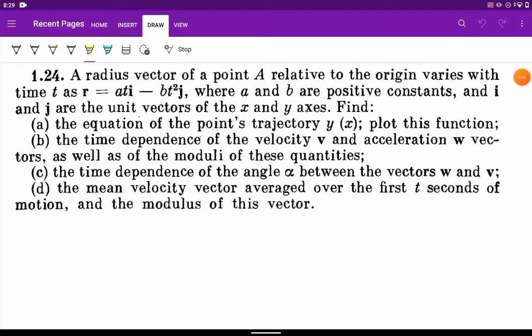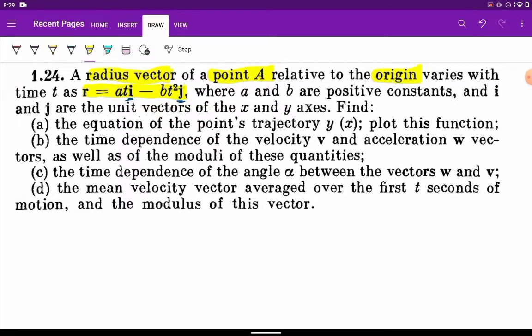Okay, so this problem is about a point whose radius vector, or the vector joining the origin to the particle's location at any given time, is given in terms of i and j. So let's read it from the start. The radius vector of a point A relative to the origin varies with time as r = at i cap minus bt² j cap.